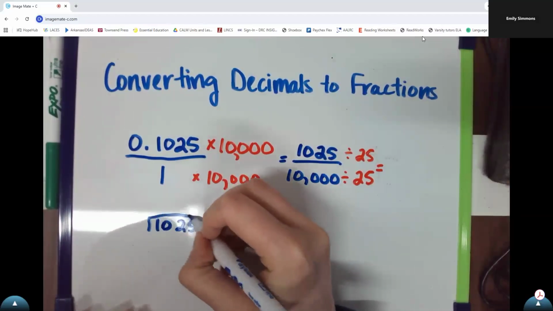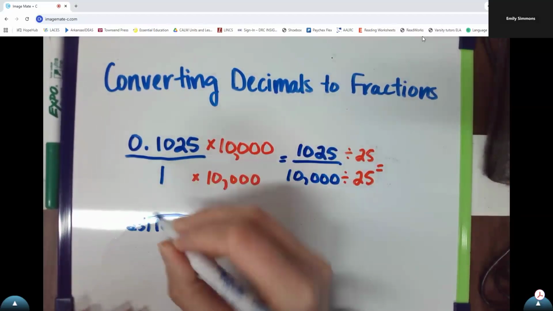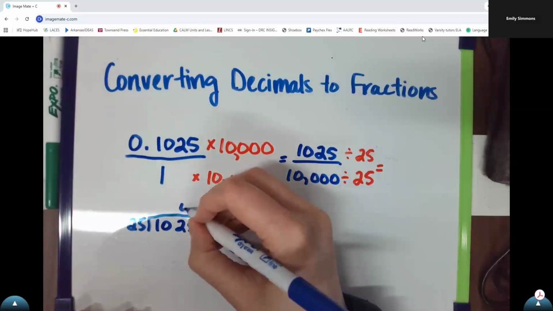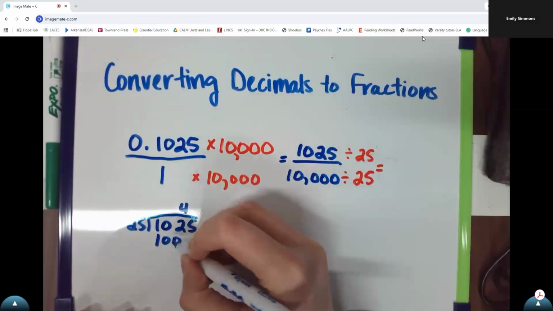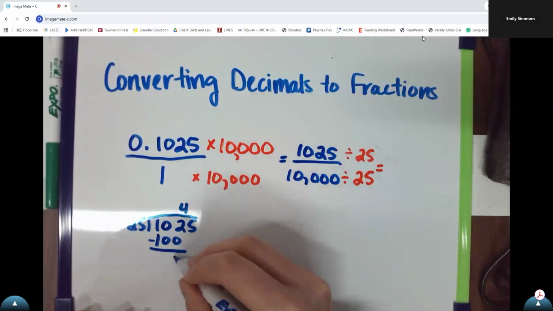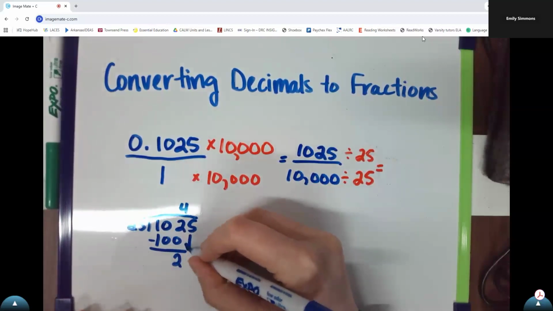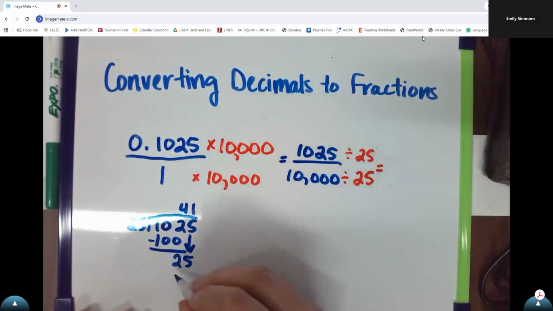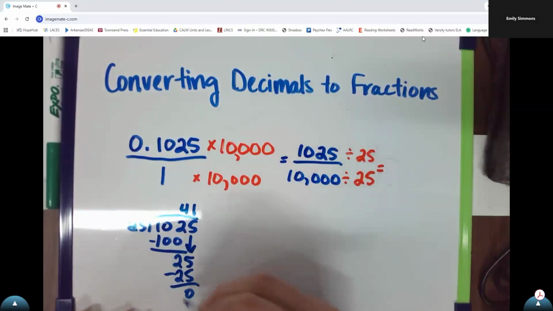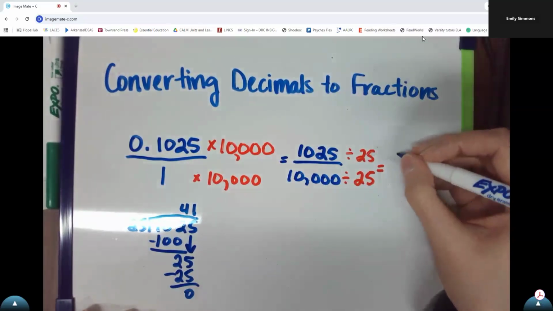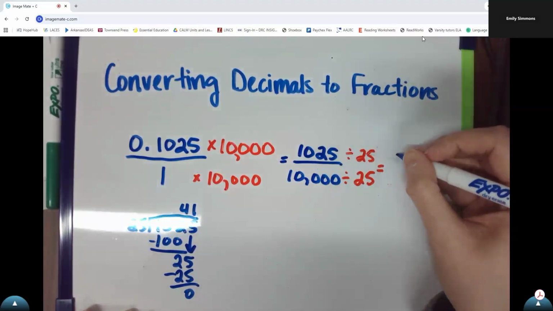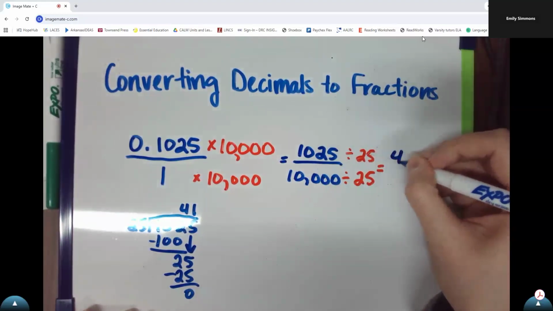1,025 divided by 25. 25 doesn't go into 1, it doesn't go into 10, but it does go into 102 4 times to get 100, and we're left with 2. Then we bring down our 5. 25 goes into 25 one time to get 25. So 1,025 divided by 25 is 41.